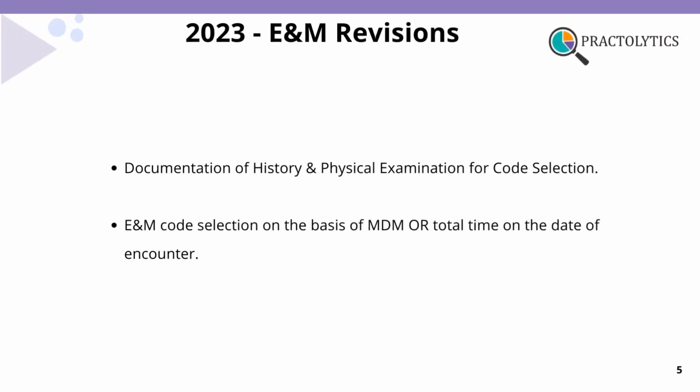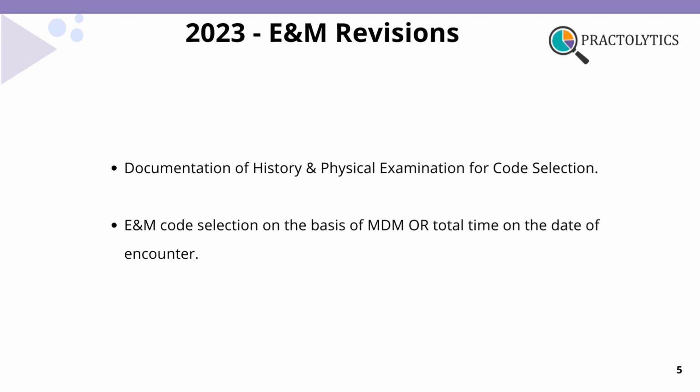So the major change that we saw in 2021 for outpatient services and now in 2023 for inpatient services is the documentation of history and physical examination. That's the first thing that has actually changed. So the level of history and exam are now changed to only a medically necessary requirement and do not play a role in selection of the E&M codes. It's now the level of the medical decision making that decides the overall code for the E&M services.